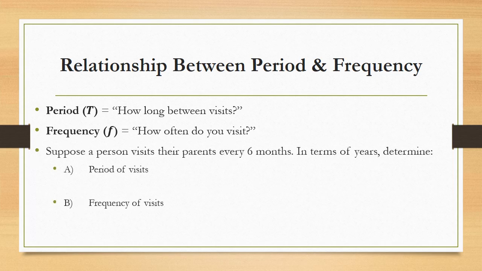Therefore, a good example would be, imagine a child that visits their parents every 6 months. So over the course of a year, what is their period and what is their frequency? Go ahead, pause the video now and see if you can figure out both of these.